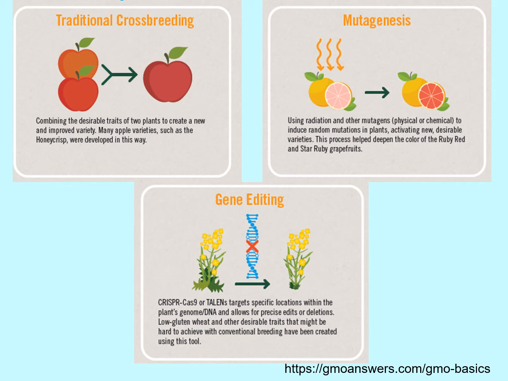And in the bottom, an illustration of gene editing using CRISPR or TALEN, which targets specific locations within the plant's genome or DNA and allows for precise edits or deletions. Low gluten wheat is something that has been created using this tool.